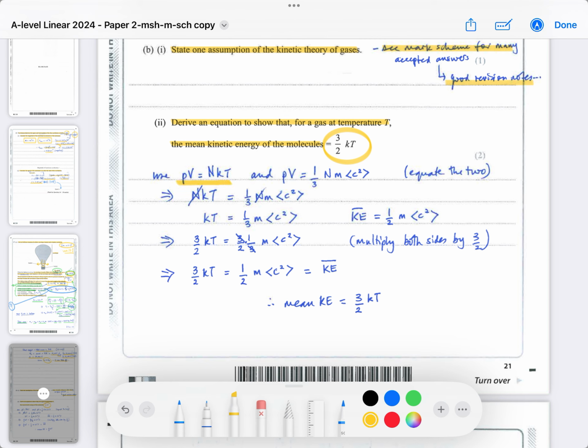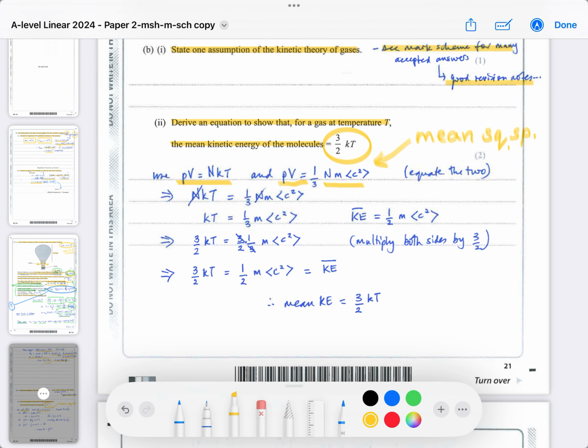PV equals 1/3 Nmc squared, where c squared is the root mean square speed. Or the mean, so I should say the mean square speed. Yes, c with square brackets. It's the mean, that's what square brackets are, square speed. Okay, mean square speed. So you can equate these two equations.